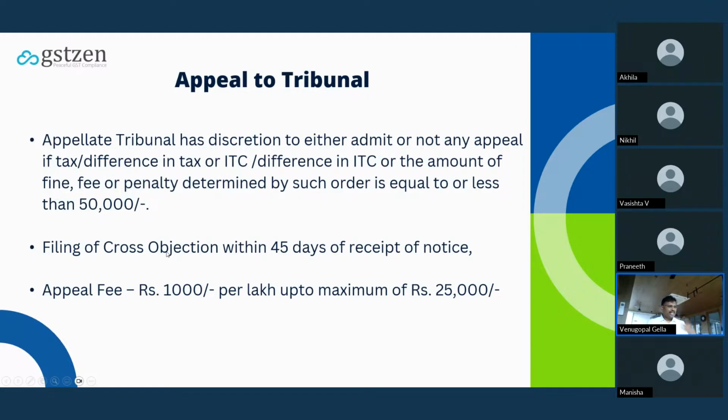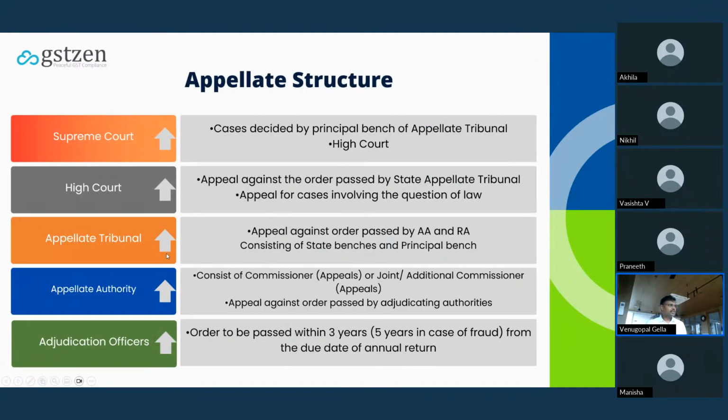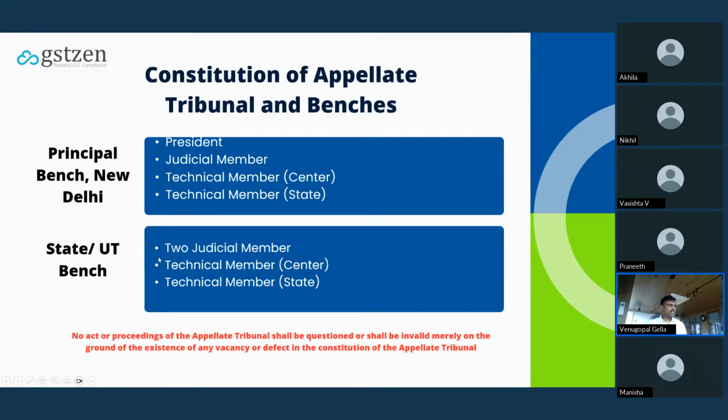Fees, I'll come to that, and we have discussed the appellate structure. The constitution of the benches: there would be a principal bench sitting at New Delhi, with a president, a judicial member, and a technical member, one each from the center and state. The state benches will have 2 judicial members. The technical member will again be one from the center, one from the state.